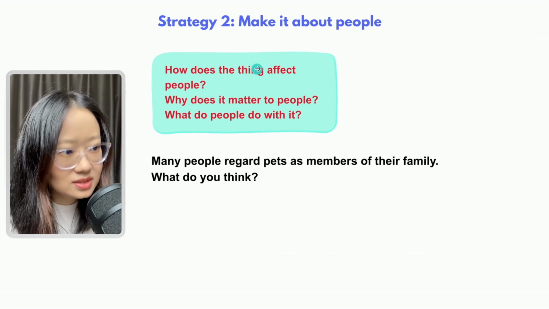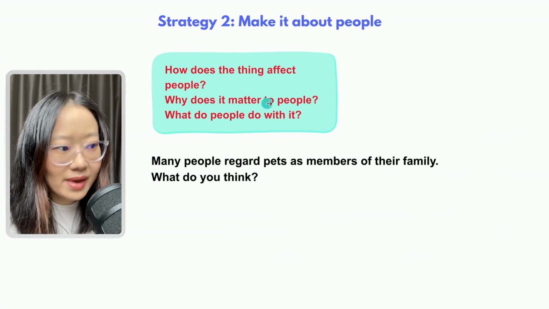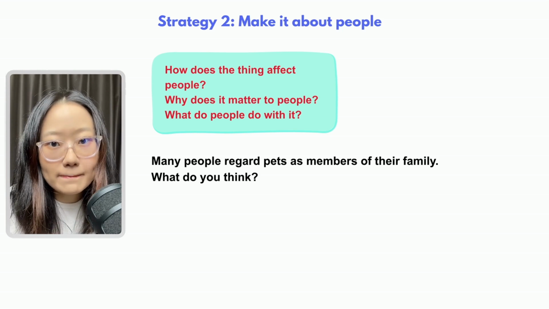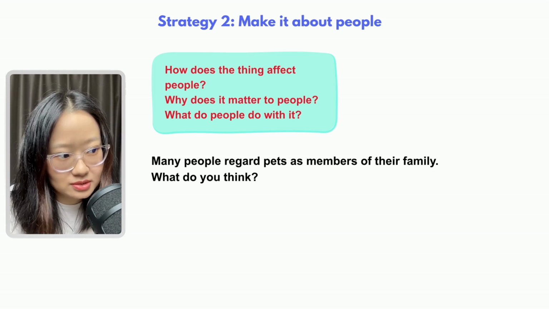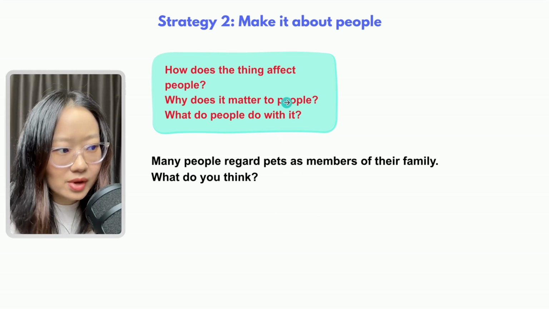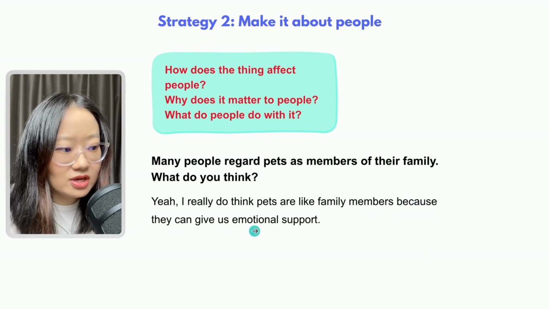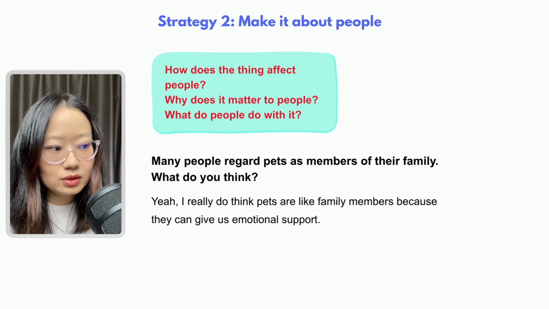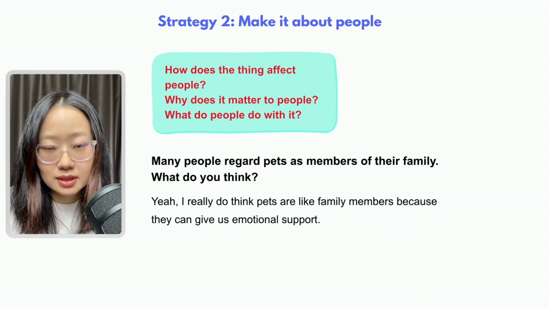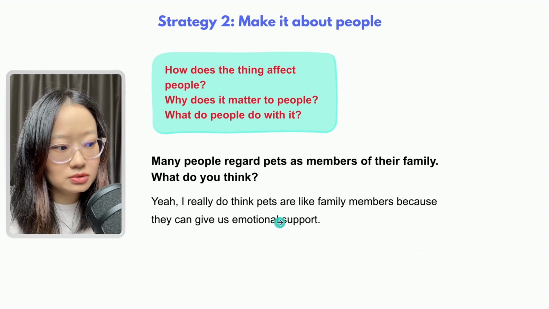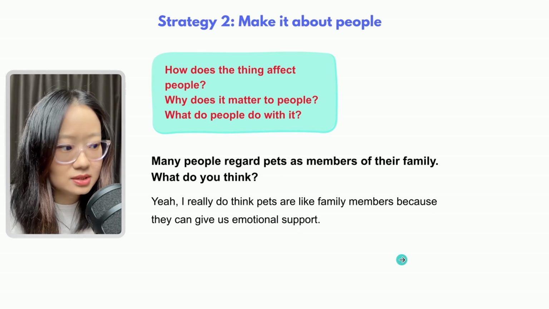So we make our answer relevant to people. Think about how pets affect people. Why do they matter to people? We think about the benefits they can provide to us. So pets matter to us because they can give us emotional support. And then we can use an example to explain what kind of emotional support they can provide to us.